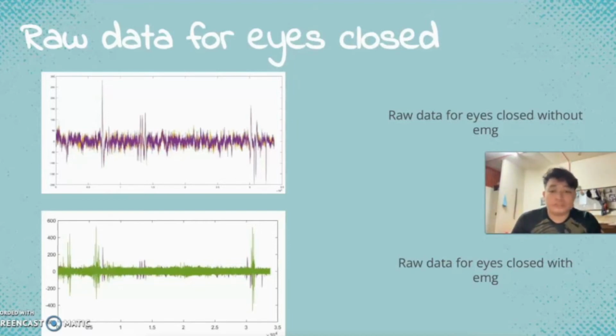Moreover, eye movements and blinks represent a major source of artifacts in the EEG and event-related brain potentials. The origin of this artifact is the large difference in potential that exists between the cornea and the retina.